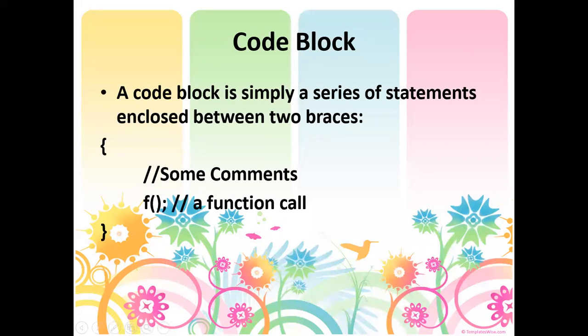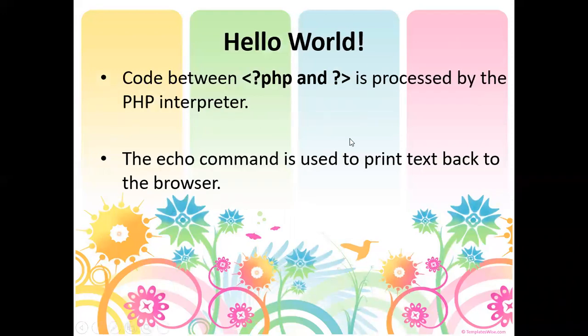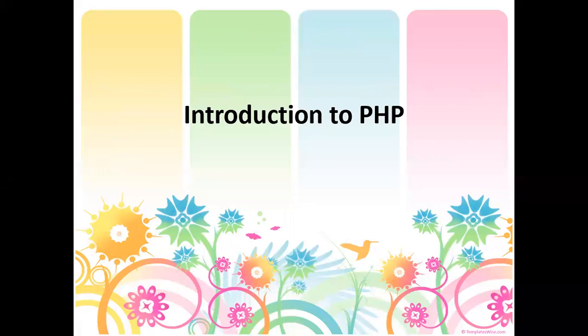So for the code block, it is simply a series of statements enclosed between two braces. So look at this. I have two curly braces here and here. And then for the comment, similar to C programming, right? You have two forward slashes. Now for the function call, you just have to put the parenthesis beside the function. Okay, so this is the ever famous hello world.